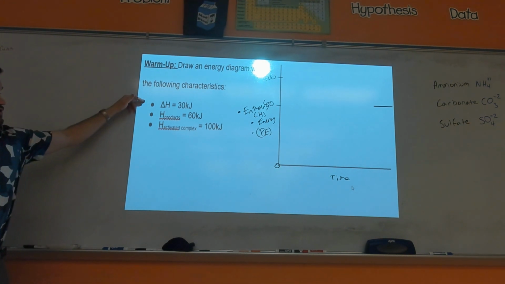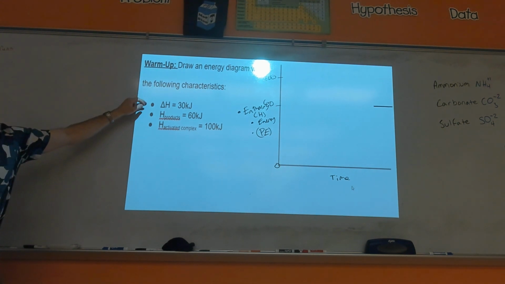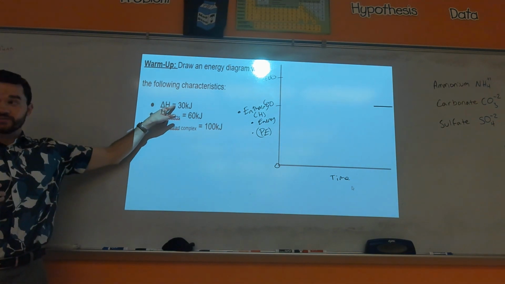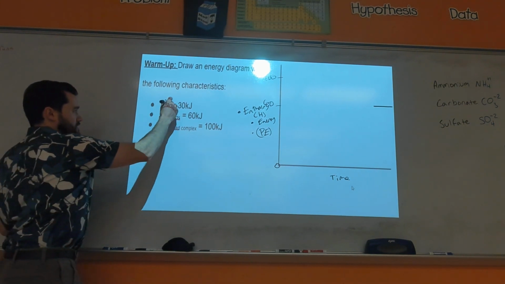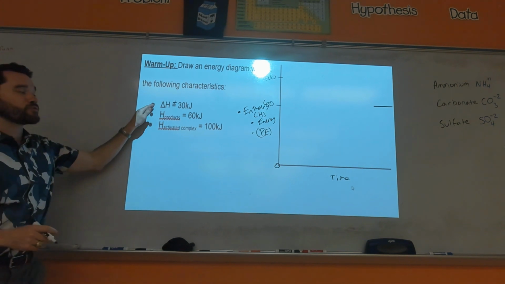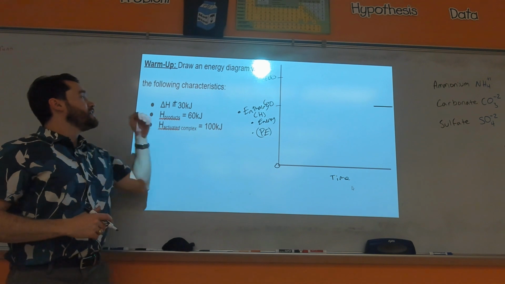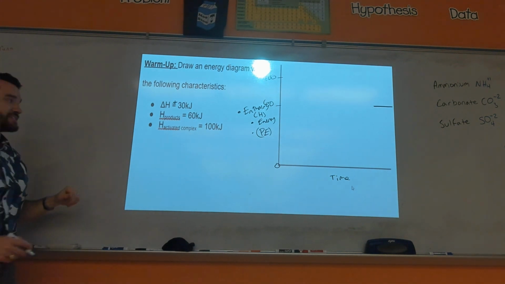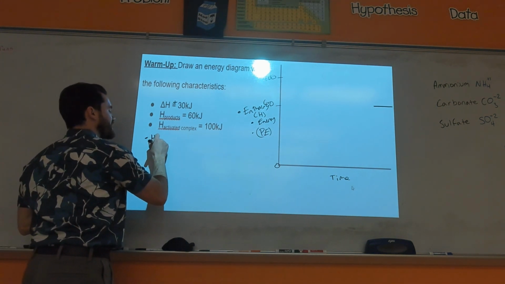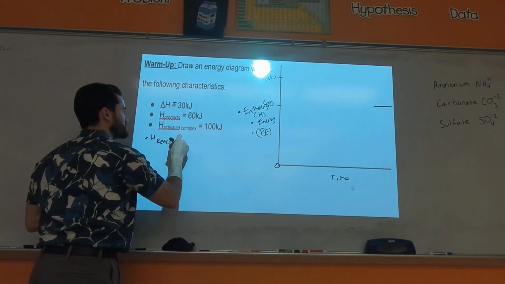Now, different ways you can try and interpret this. We can look at delta H. If delta H is positive 30 kilojoules, the keyword is positive, that means the products are 30 higher than the reactants, than the H of the reactants. So what would the H of the reactants be then, considering our delta H is 30?